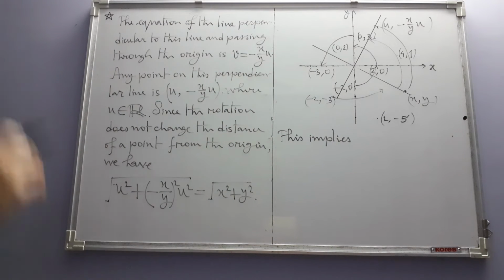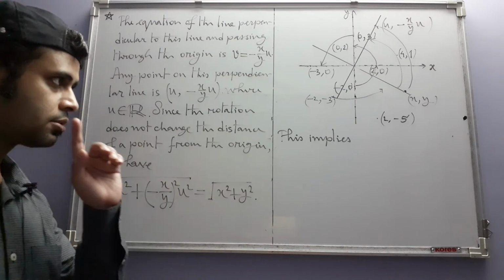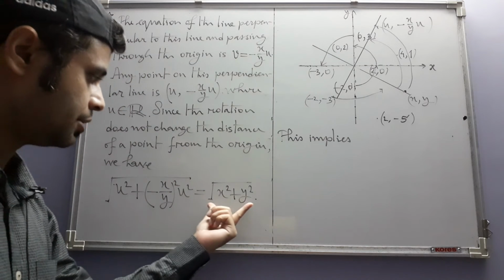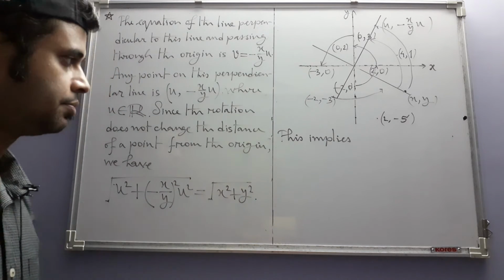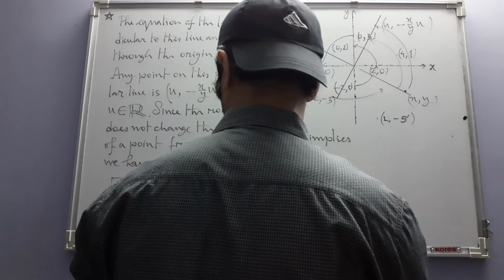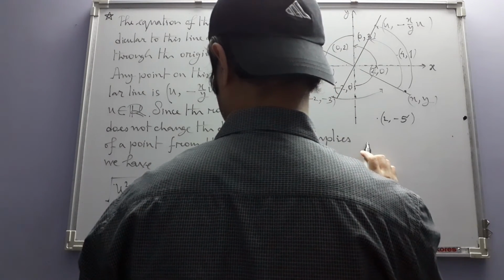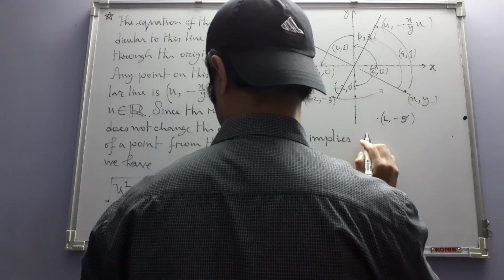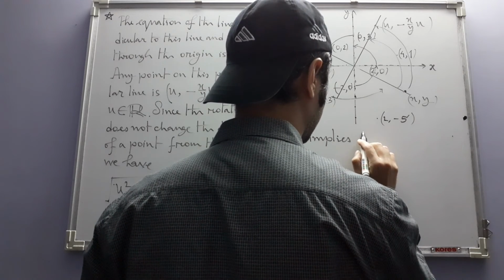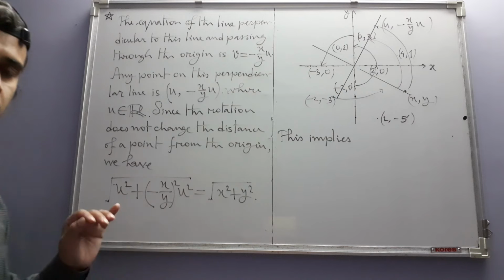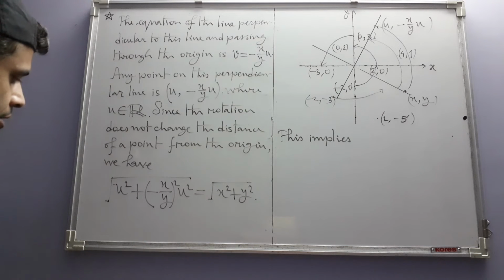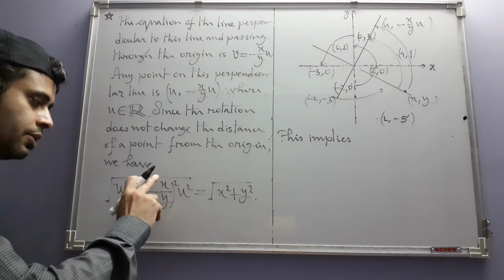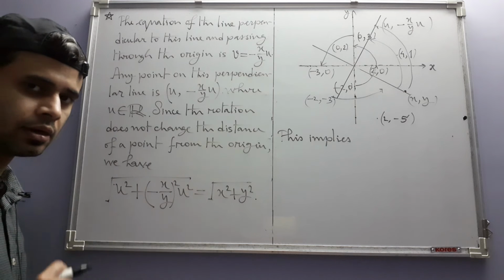Okay, this implies what? Since the point x comma y is not at the origin, this is a positive real number. In fact, this is going to be u square y square. After squaring and taking LCM and all those things, we will have u square divided by y square times x square plus y square inside the radical sign.